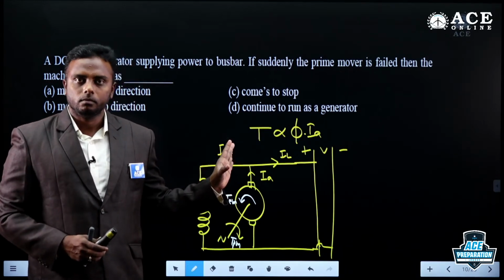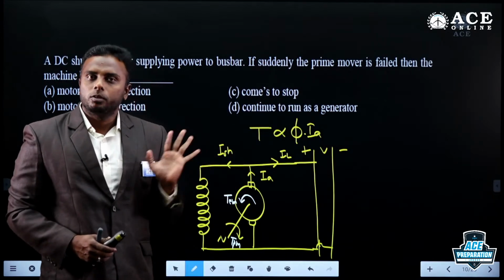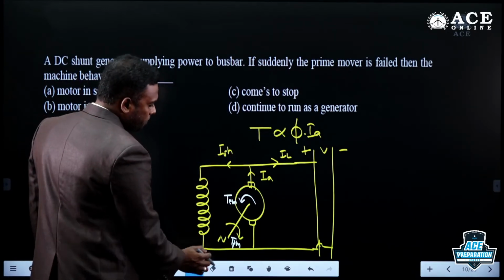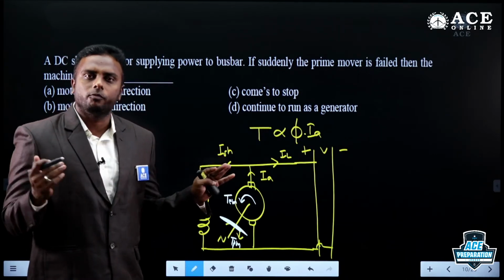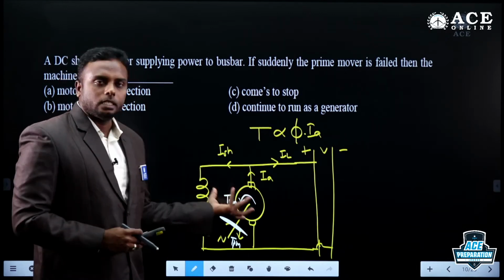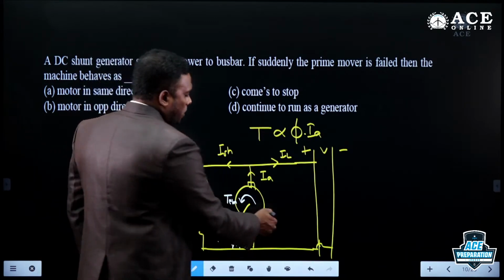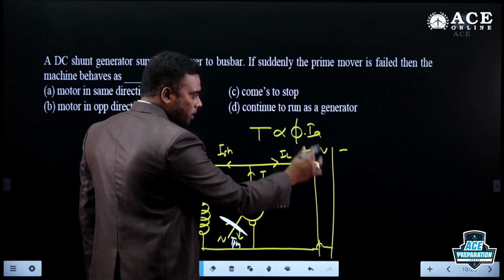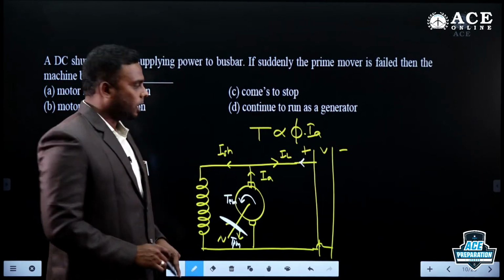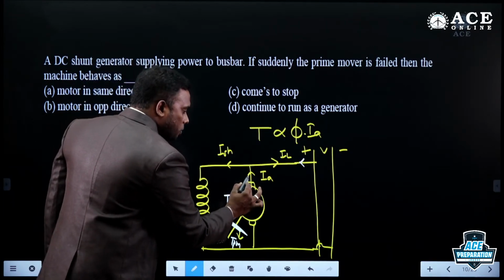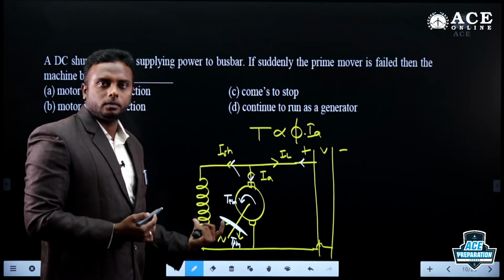This is the generator. Now, suppose suddenly the prime mover or mechanical input fails, so let us remove the prime mover. Now it cannot work as a generator, it cannot supply because there is no input. Now what will it do? As the prime mover failed and it is connected to the bus bar, it can take current from the bus bar. The current direction reverses: IL reverses, IA also reverses. But what about ISH? ISH is the same, because the field winding will take the current in the same direction.